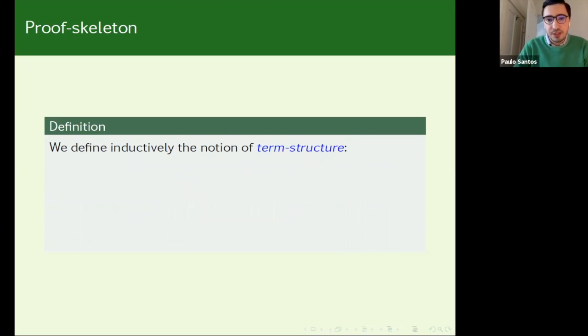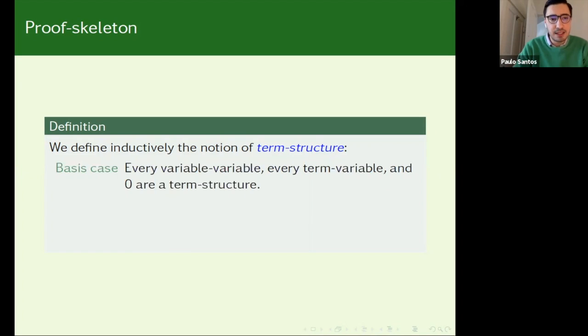Now, I will define what a term structure is, and here I will try to account for the fact that we are given a bit more than the context of classical first order logic, in the sense that we have term variables, variable variables, and so on. And I will try to define a general notion of term to account for this entity. The basis case is the following: every variable variable, every term variable, and the symbol for 0 are term structures.